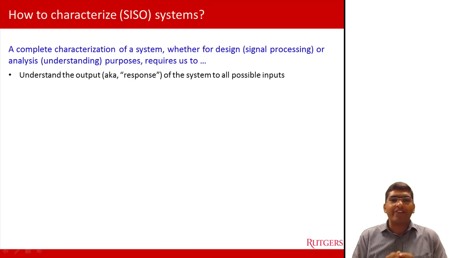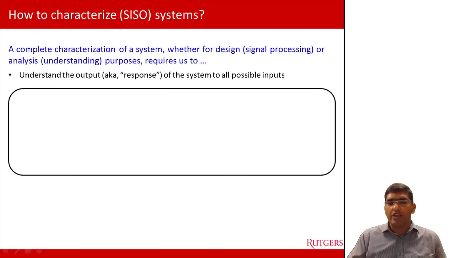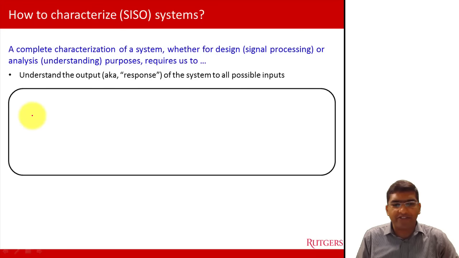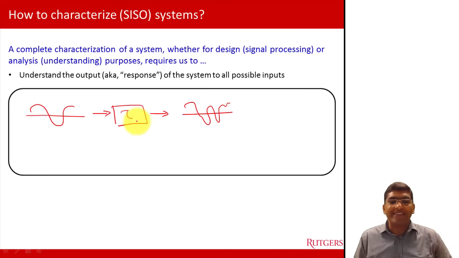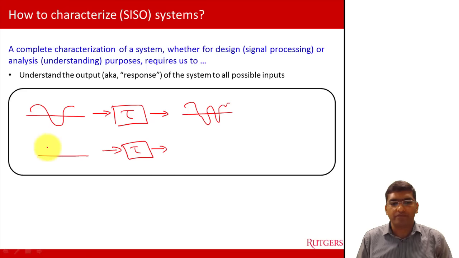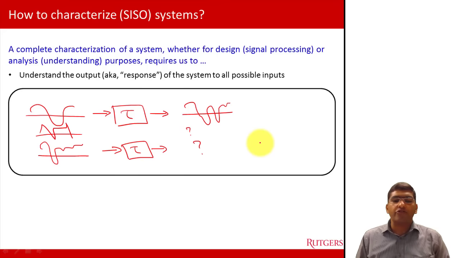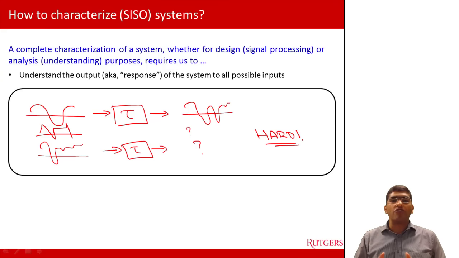Let me repeat that again. Complete characterization of a system requires understanding the output of the system to all possible inputs. So it's not enough. Here is an example of a system. Let's say I input to this system this function. Here is a system, and I get back some output. Now that's just one input output pair. What I need for characterization is to know the output to every possible input. For example, if the input is this, what will be my output? If the input is going to be some other function, what will be my output? So as you can see, this is a hard task. You have to know the output to every single input.